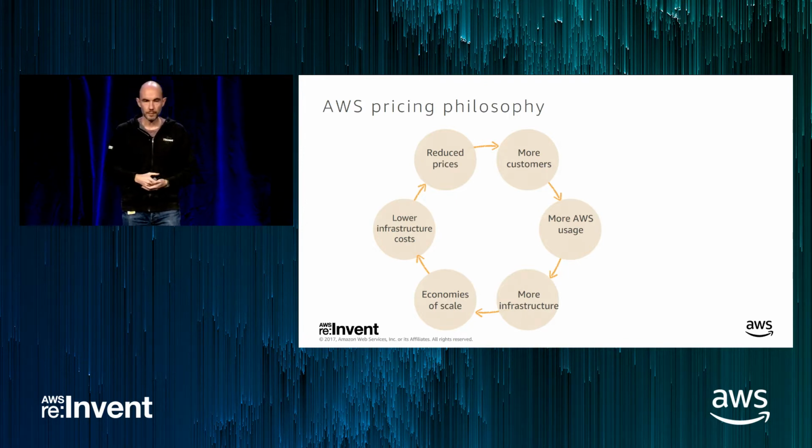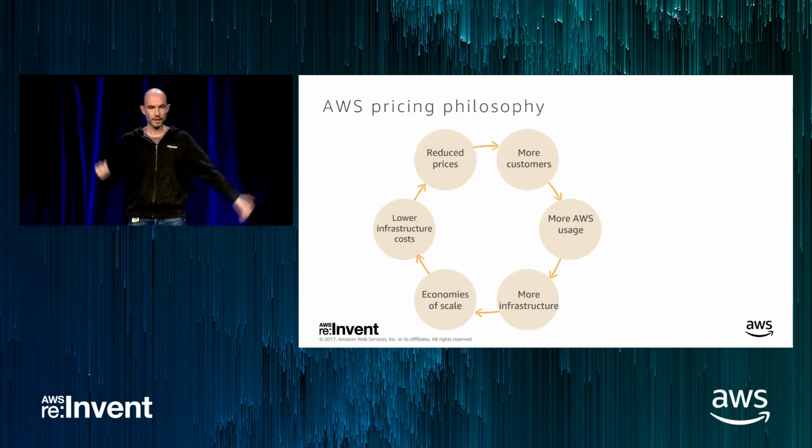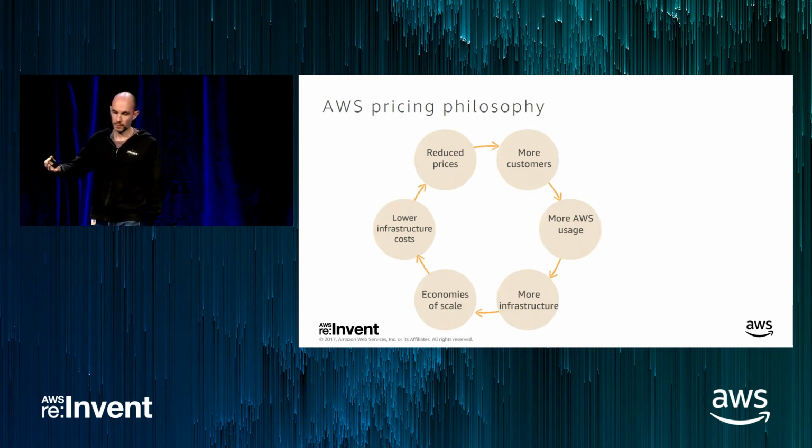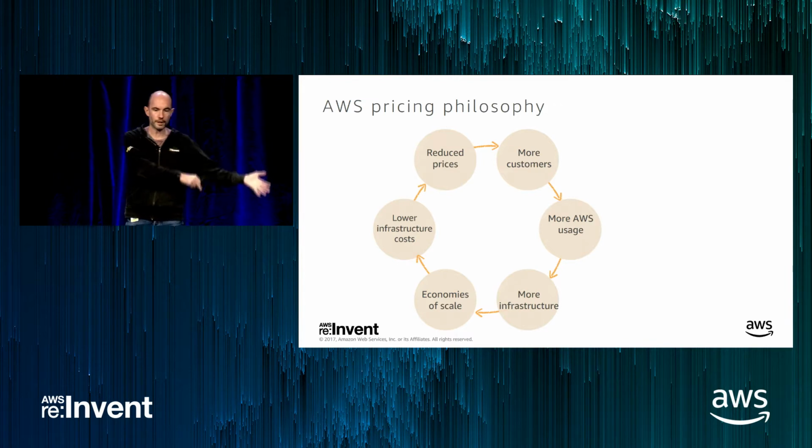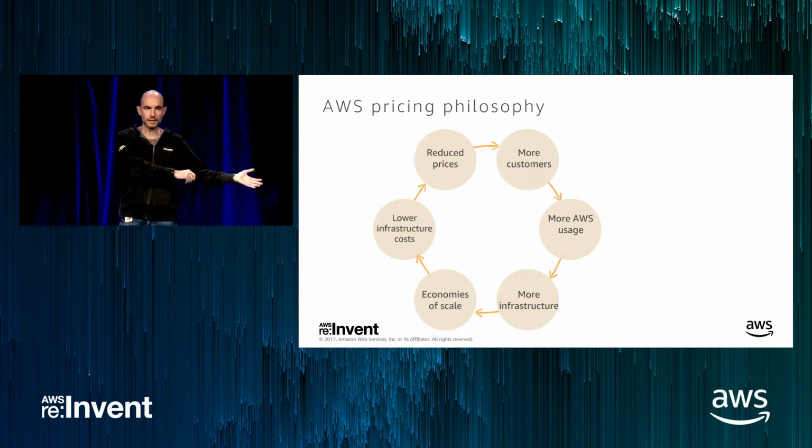Because whenever we reduce prices, we get to see more customers on our platform, which means we will see more AWS usage, which means we get to build more infrastructure. And that means that we can enjoy better economies of scale, which allows us to lower infrastructure costs. And our policy is to give those savings back to customers, which helps us reduce prices.